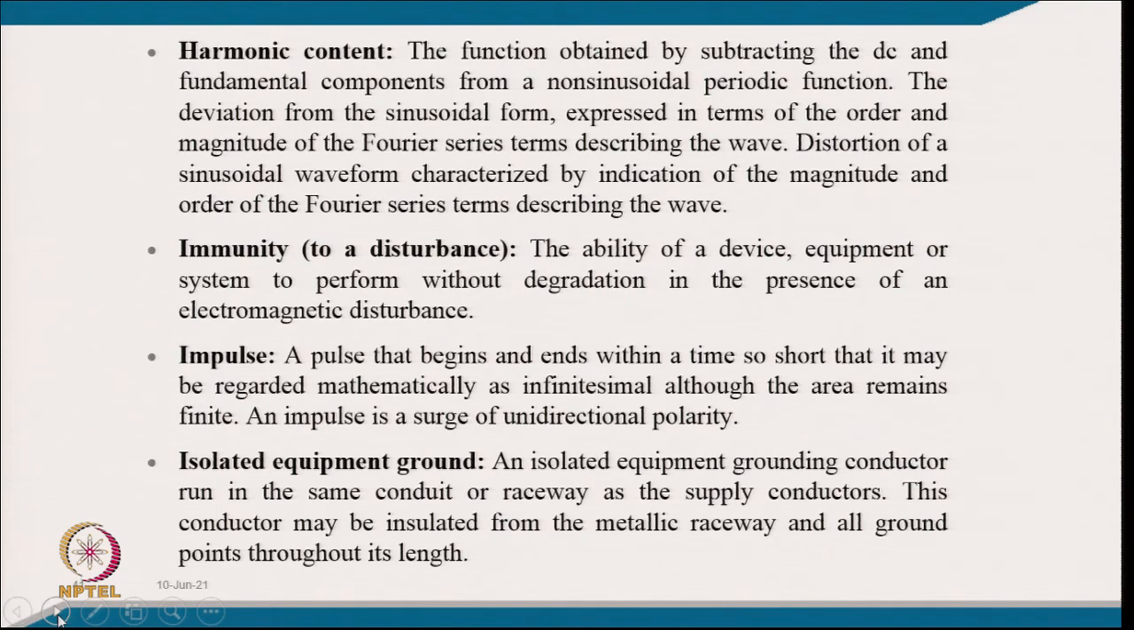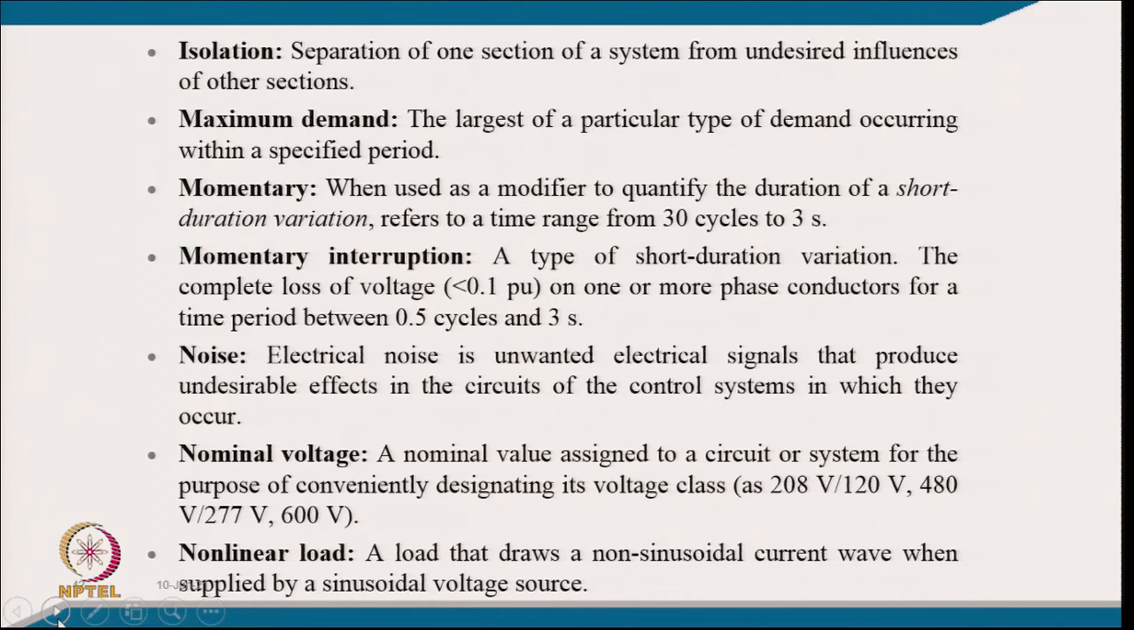Immunity, or you can call it the disturbance, is the ability of a device, equipment or system to perform without degradation in the presence of an electromagnetic disturbance. Impulse: a pulse that begins and ends in a time so short that it may be regarded mathematically as infinitely short, although its area remains finite; an impulsive transient is a surge of unidirectional polarity. Like isolated equipment ground, where isolated equipment grounding conductors run in the same conduit or raceway as the supply conductors, and this conductor may be insulated from the metallic raceway and all grounds throughout the path. Isolation, the separation of one section of the system from the undesired fluctuations of another section.